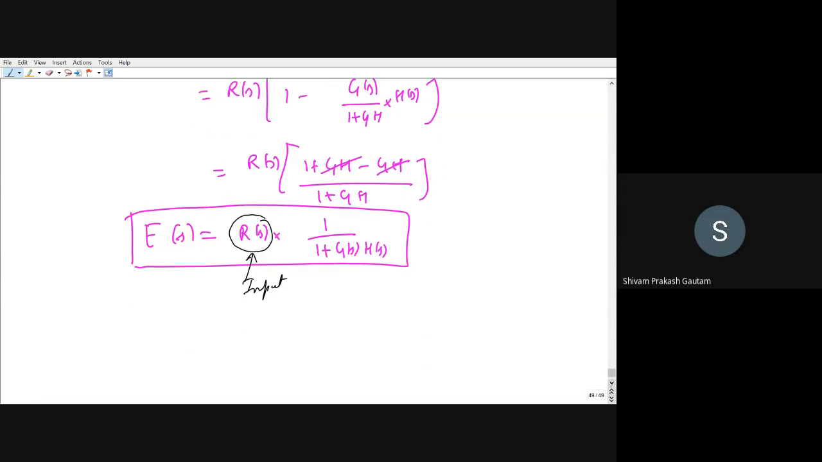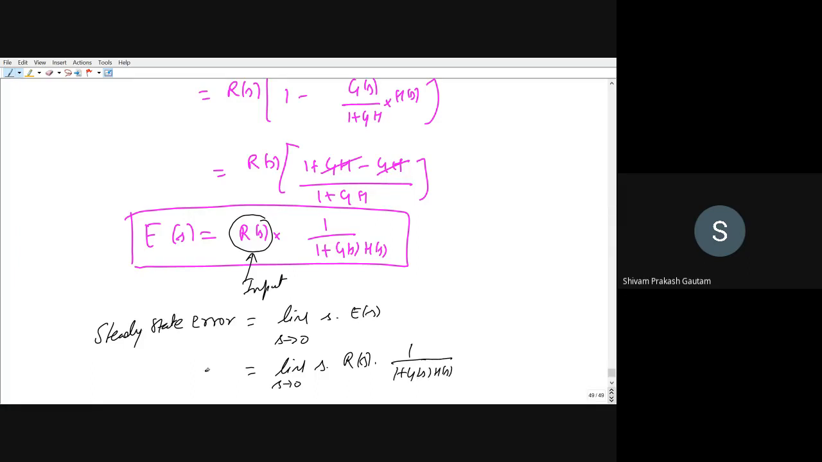So now this is the error, and now we will calculate the steady state error. Steady state error means, after the transient period is over, what is the error between the input and output? That means what is the difference between input and output? This we have seen in our previous lecture also. So how will you calculate steady state error? That is limit S tends to 0, S into E of S. This we have seen as the final value theorem. So this will be equal to limit S tends to 0, S into R of S upon 1 plus G of S into H of S. Is it okay? This is the steady state error.